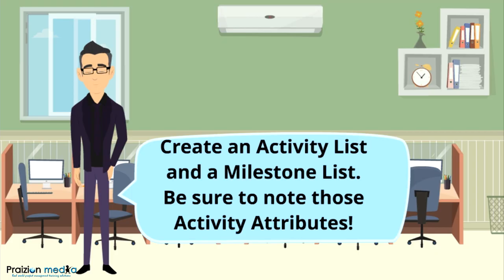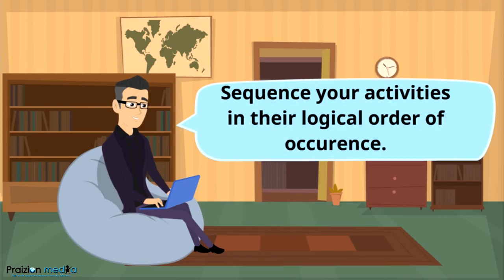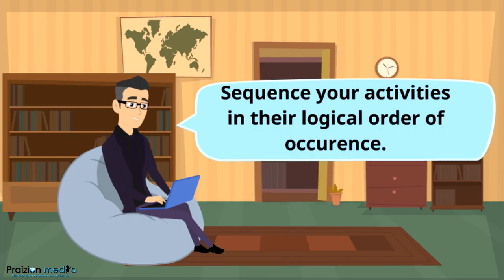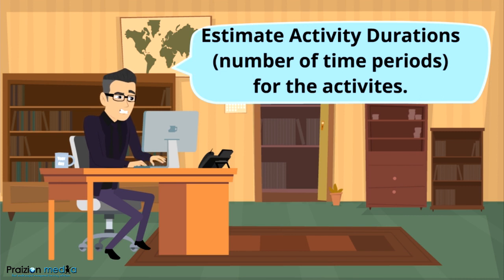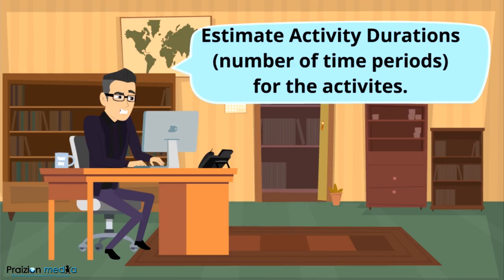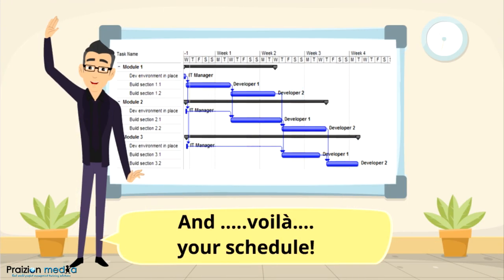The next process is where we sequence the activities by putting them in the logical order of occurrence. In the real world, people might define the activities and sequence them right away, but these are two distinct processes in the PMBOK guide. The next process is estimate activity durations. Based on an understanding of the resources available, which happens in a different process, we are then able to estimate activity durations for the different tasks.